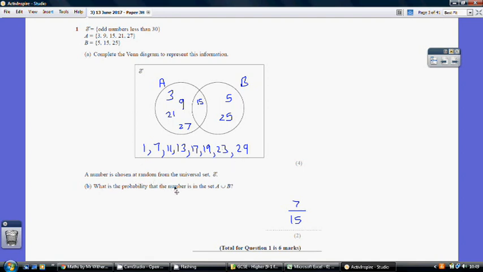Now, what is the probability that the number is in the set A union B? So this means it's either in A or B or both. So it's all these numbers in the two footballs. So we've got 1, 2, 3, 4, 5, 6, 7 of them. So 7 out of how many numbers in total? Well, 7 there, 8, 9, 10, 11, 12, 13, 14, 15. So it's 7 out of 15. Remember, always give a probability as a fraction if you're given the choice.